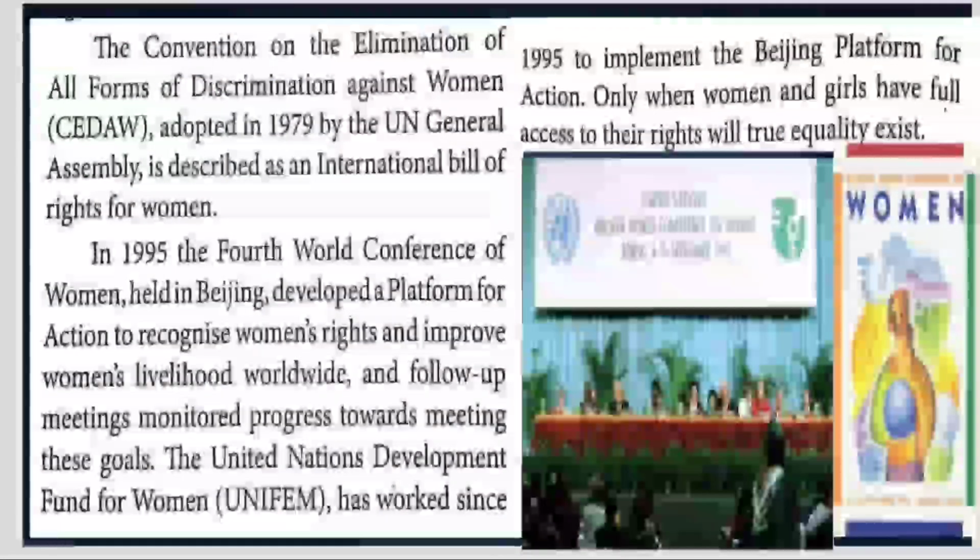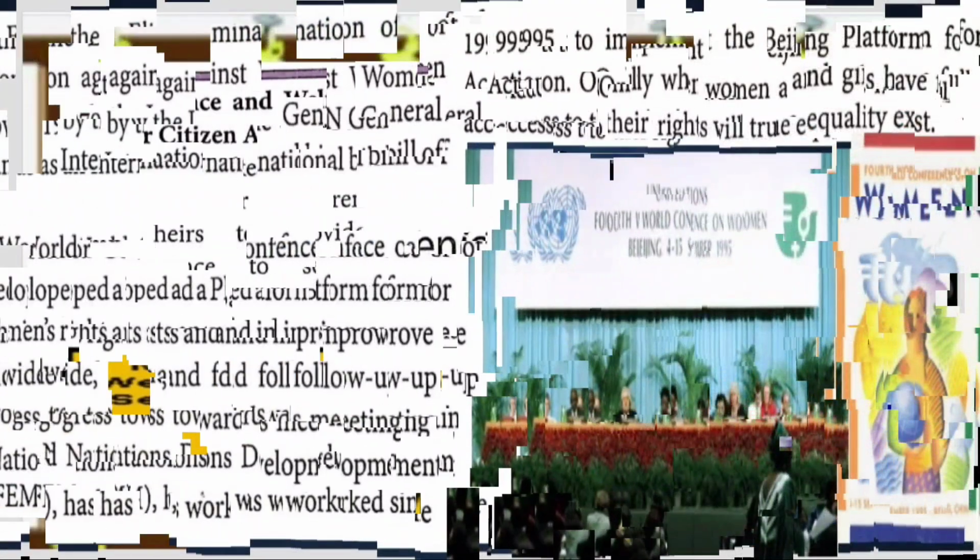The Convention on the Elimination of All Forms of Discrimination Against Women, CEDAW, adopted in 1979 by the UN General Assembly, is described as an international bill of rights for women. In 1995, the Fourth World Conference on Women, held in Beijing, China, developed a platform for action to recognize women's rights and improve women's livelihood worldwide, and follow-up meetings monitored progress towards meeting these goals. The United Nations Development Fund for Women, UNIFEM, has worked since 1995 to implement the Beijing Platform for Action. Only when women and girls have full access to their rights will true equality exist.